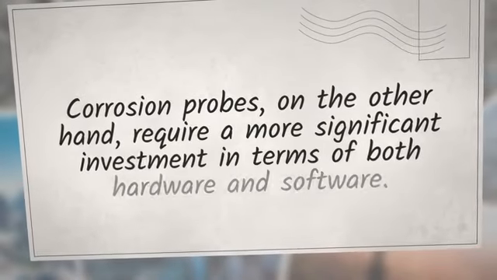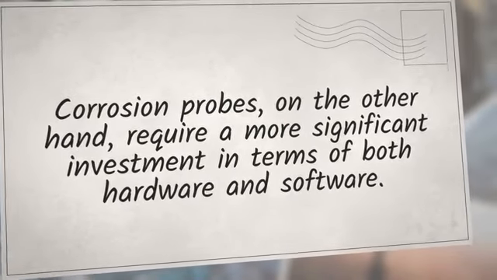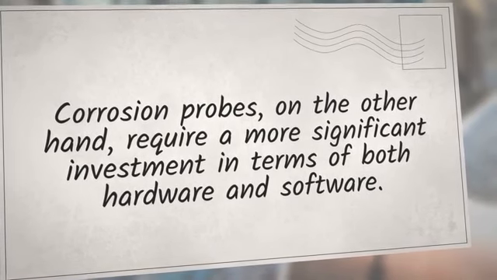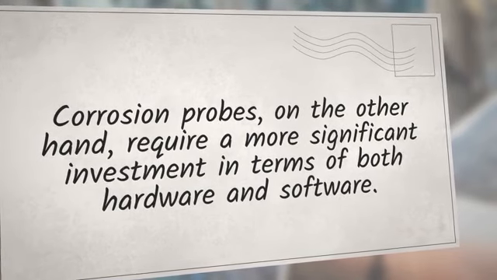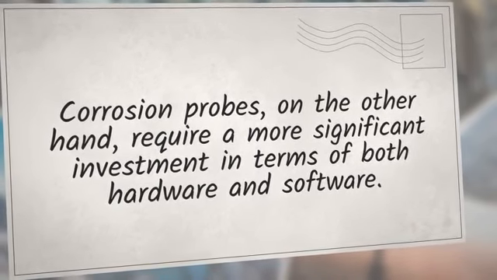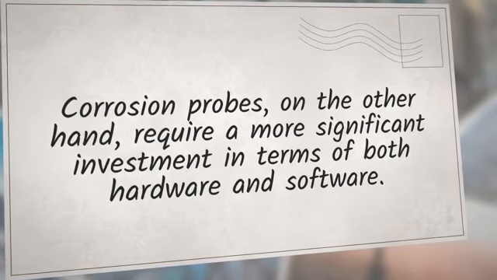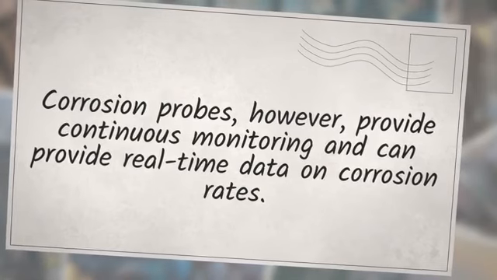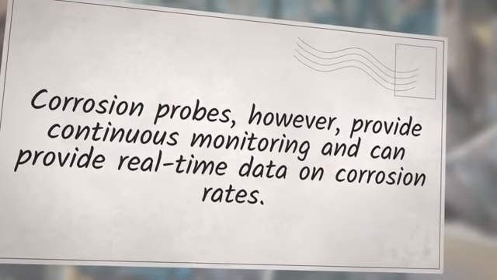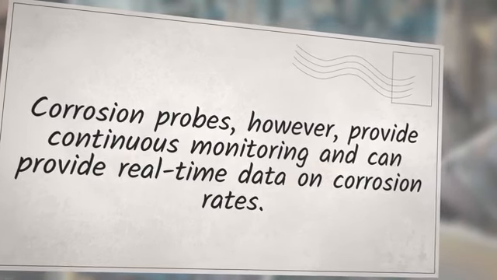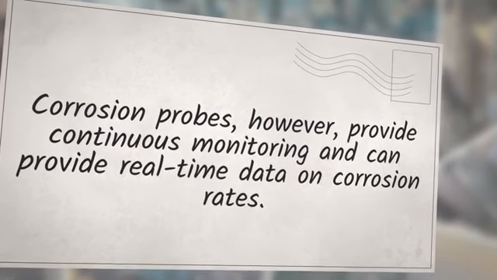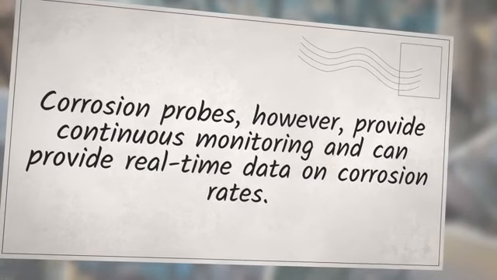Cost. Corrosion coupons are generally less expensive than corrosion probes, as they are only used for a short period of time before being replaced. Corrosion probes, on the other hand, require a more significant investment in terms of both hardware and software. Accuracy. Corrosion coupons provide an accurate representation of the extent and rate of corrosion within a system during the period in which they are installed. Corrosion probes, however, provide continuous monitoring and can provide real-time data on corrosion rates.